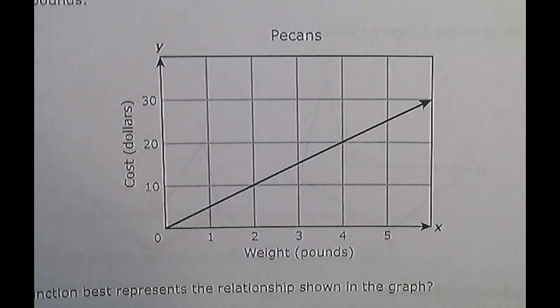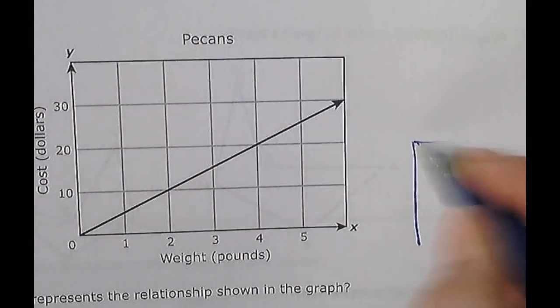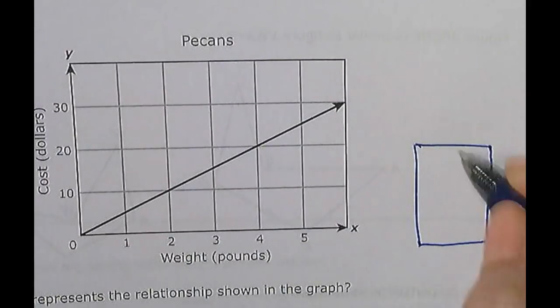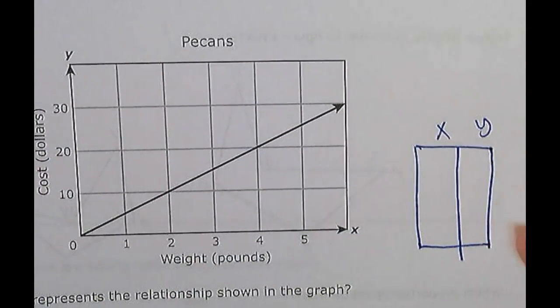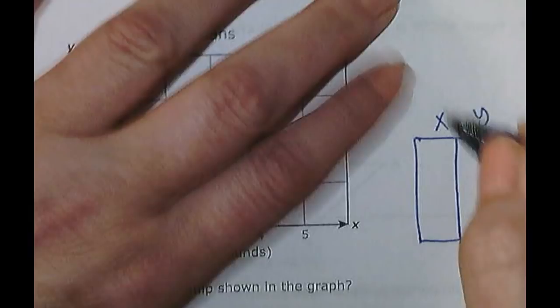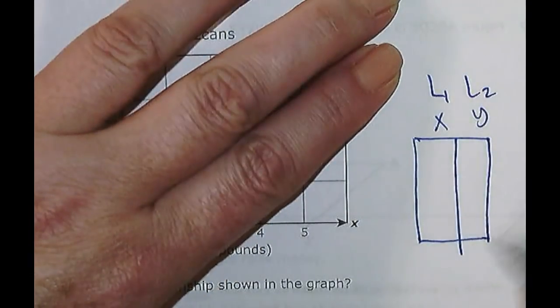I'd like a table, please, said the customer to the waiter. How about we call this X? How about I call that Y? How about you call that list 1, list 2? Yep, you see where I'm going.